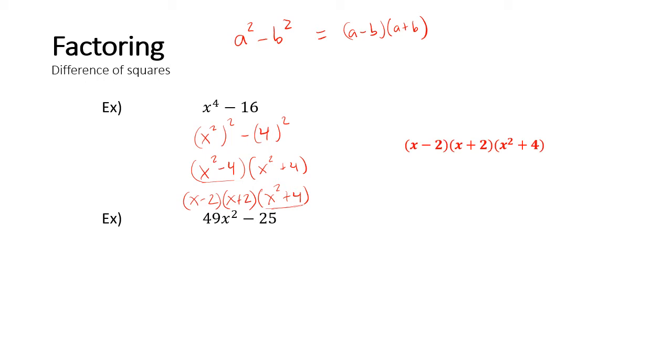Okay, another problem. So again, what's being squared here? It was the 7x was being squared. What's being squared here? The 5, right? There was no GCF, so we don't have to worry about that. So by the same reasoning as before, 7x minus 5, 7x plus 5.